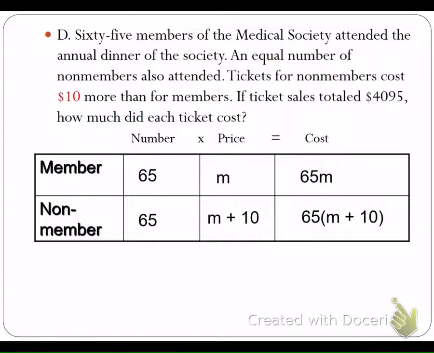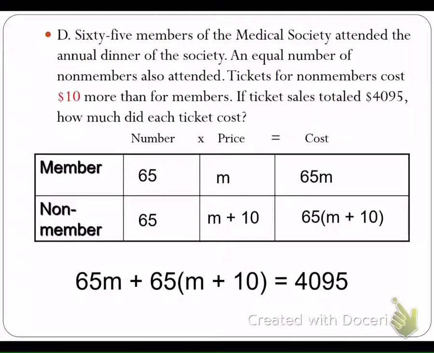All right, so 65 times the cost of the member ticket, and then 65 times the cost of the non-member ticket, but you're going to have to distribute there. Now, these totals, total cost of members, total cost for non-members, should equal what? 4,095. So I'm going to have 65M plus 65 times M plus 10. That's my equation. What are your questions?